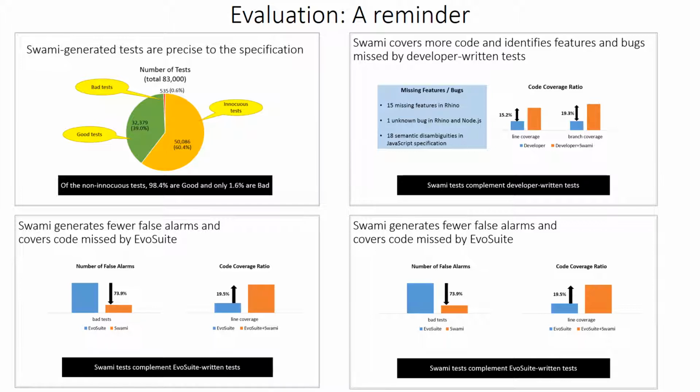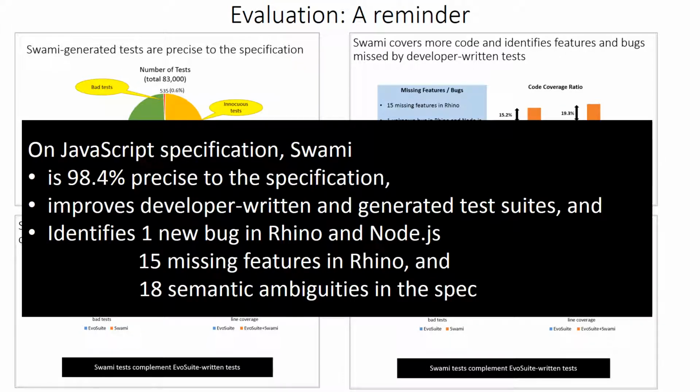We evaluated Swami on the official JavaScript specification, looking at how precise its tests are and if it does better than humans and the state-of-the-art tools. We found that 98.4% of the non-innocuous tests Swami generates are precise to the specification, and it improves on the developer-written and generated test suites. Finally, looking at the popular implementations, Swami found one new bug in Rhino and Node.js, and 15 missing features in Rhino, some of which are being implemented by Rhino's developers after we reported them. Swami also found 18 ambiguities in the specification that Rhino and Node.js developers interpret differently.